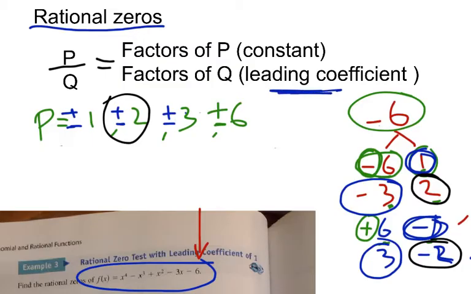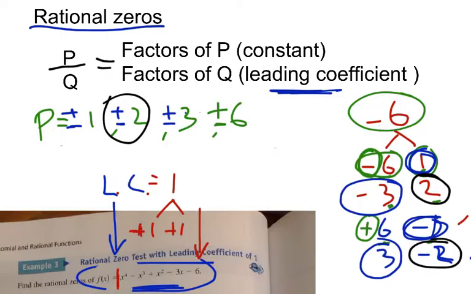Leading coefficient means that once you have your function organized with the highest exponent first, the leading coefficient is the coefficient in front of the x to the 4th power. If there's no number there, you have a 1. So my leading coefficient is 1. Factors of 1 are 1 times 1, or -1 times -1.